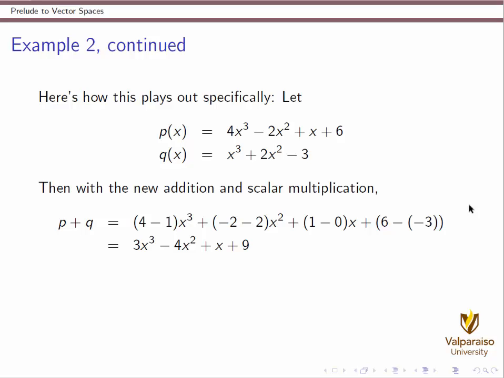Notice that one of the coefficients in that second polynomial is 0 because there is no x to the first term. Take a second to see how this works out. And here's an example of scalar multiplication. We're doing 3 times the polynomial p. Our new definition means we're going to multiply every other coefficient by 3. Right? So there we go.